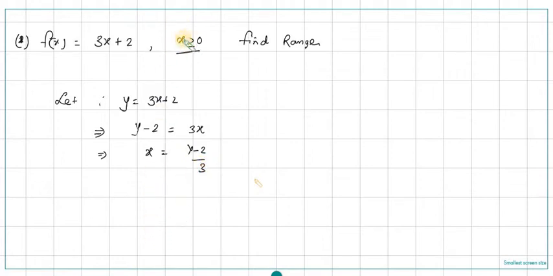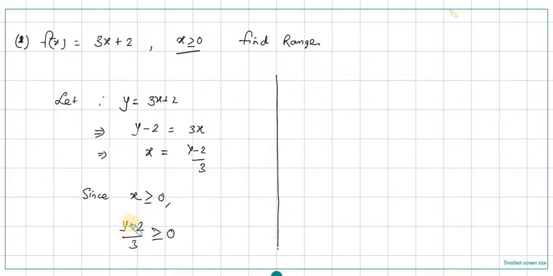Now, since it is given that x is greater than or equal to 0, the expression which is exactly equal to x can be substituted there. It means that (y minus 2) by 3 should also be greater than 0, correct? So this is (y minus 2) by 3 greater than 0. So here we write y minus 2 is greater than 0, and so y is greater than or equal to 2.